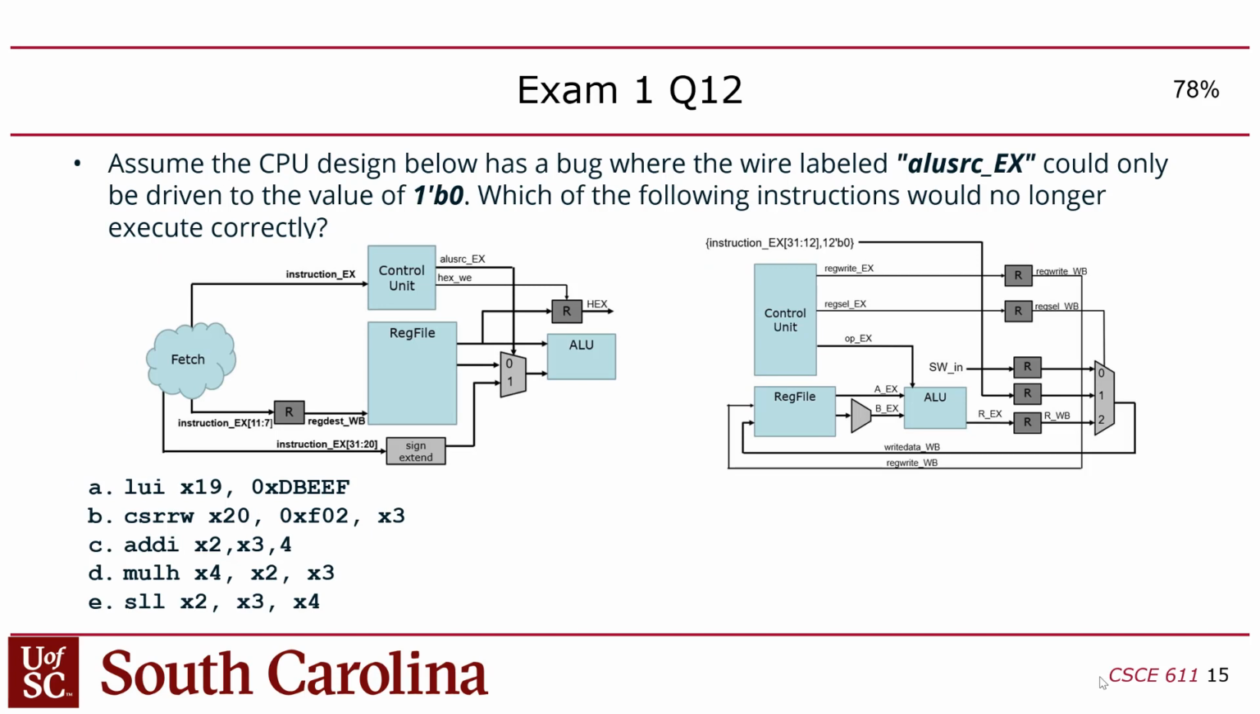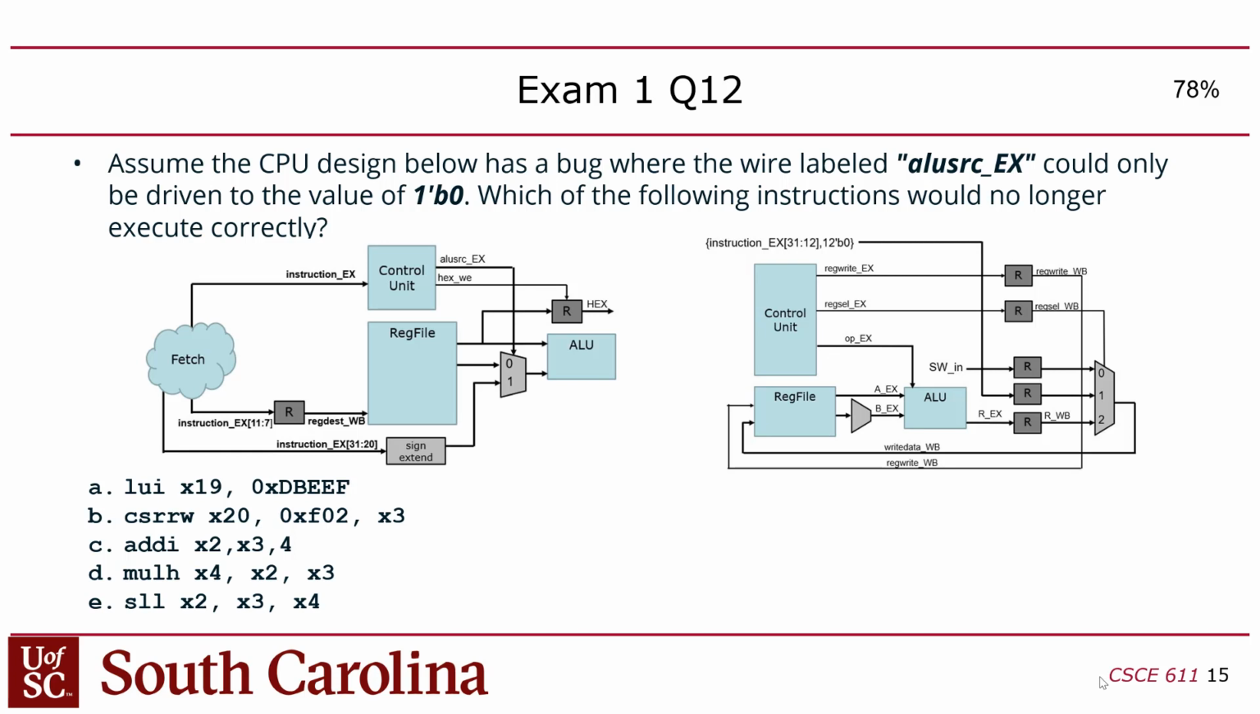Okay, assume a CPU design below has a bug where the wire labeled ALU source EX could only be driven to the value of 0. So this question is basically saying, say there's a defect in the design somehow. There was a problem during the manufacturing process. A piece of dust got put down during the photolithography process.